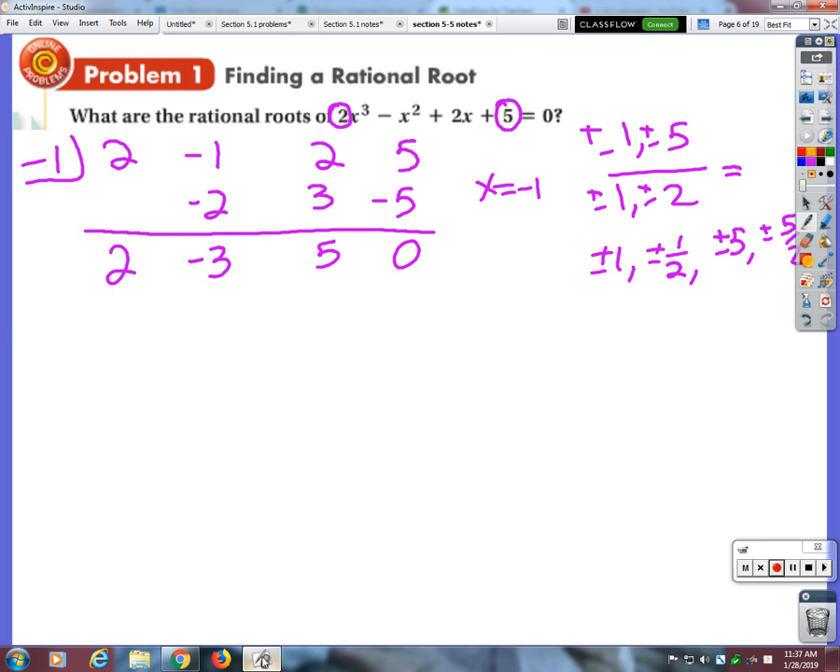That is a great question, which will definitely earn you a dojo point. Zoe says, what if you do all the numbers and none of them give you 0? That means your answer is no rational roots. That's important because that's going to happen. So Peyton, I want to make sure you heard that. What was her question?